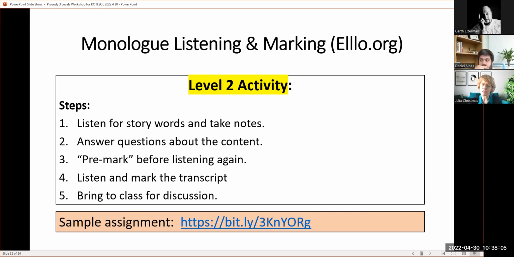As I mentioned before, I use elo.org, and this is an example of an activity that you can use to help build listening, where the students mark the script, and they listen and take notes, and all the steps are there, and there's a sample assignment that you can look at when you have free time afterwards.